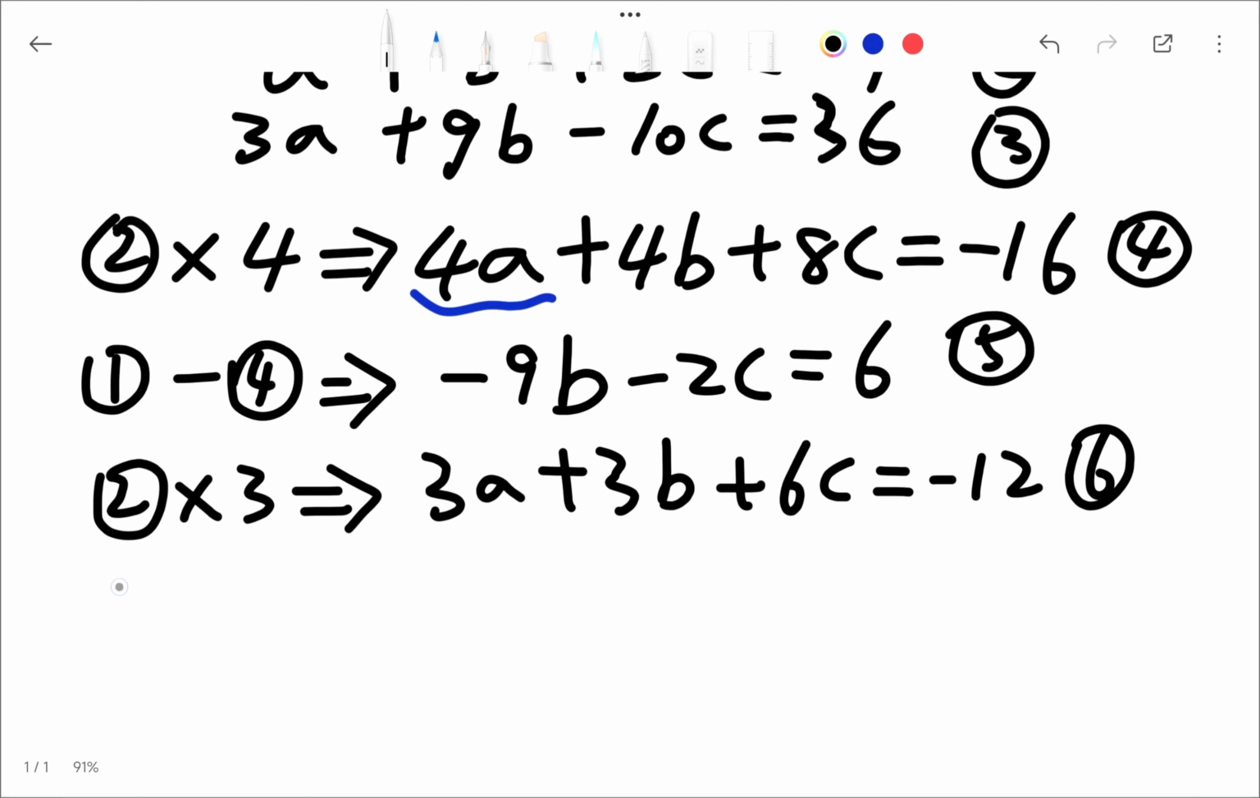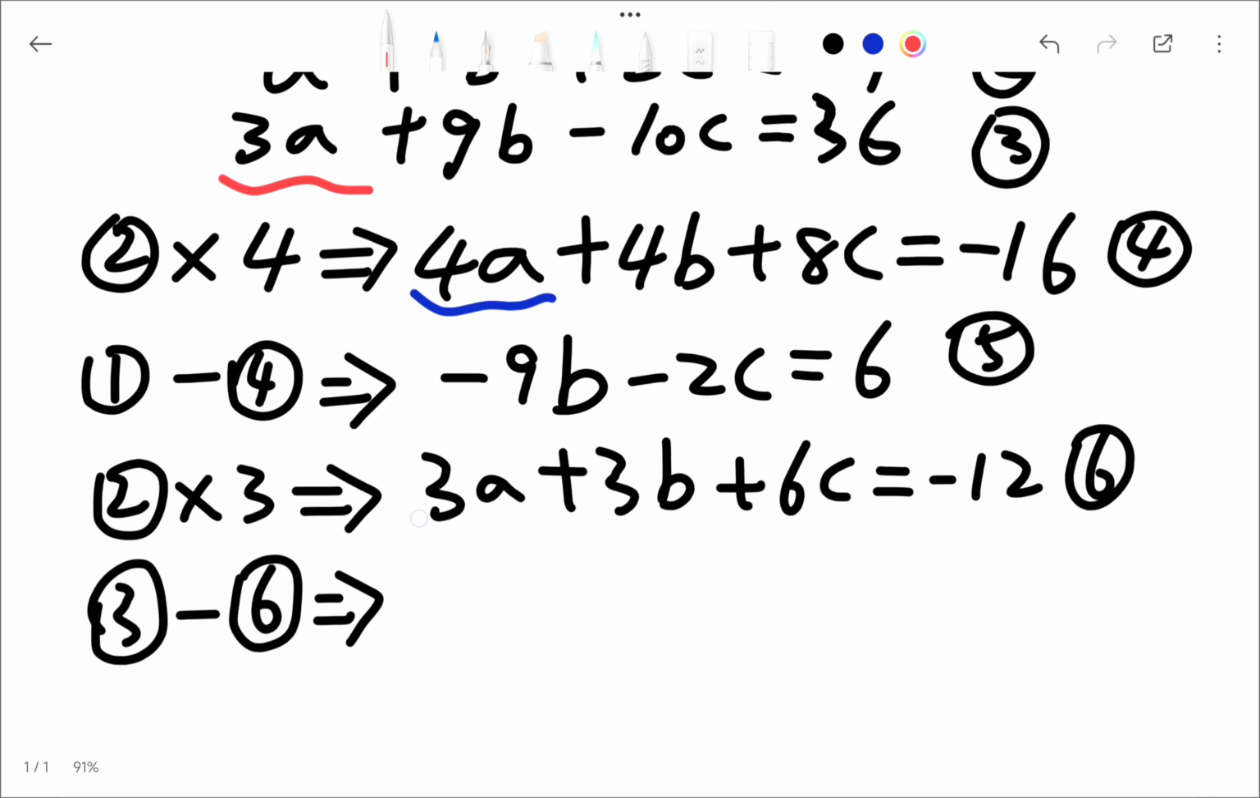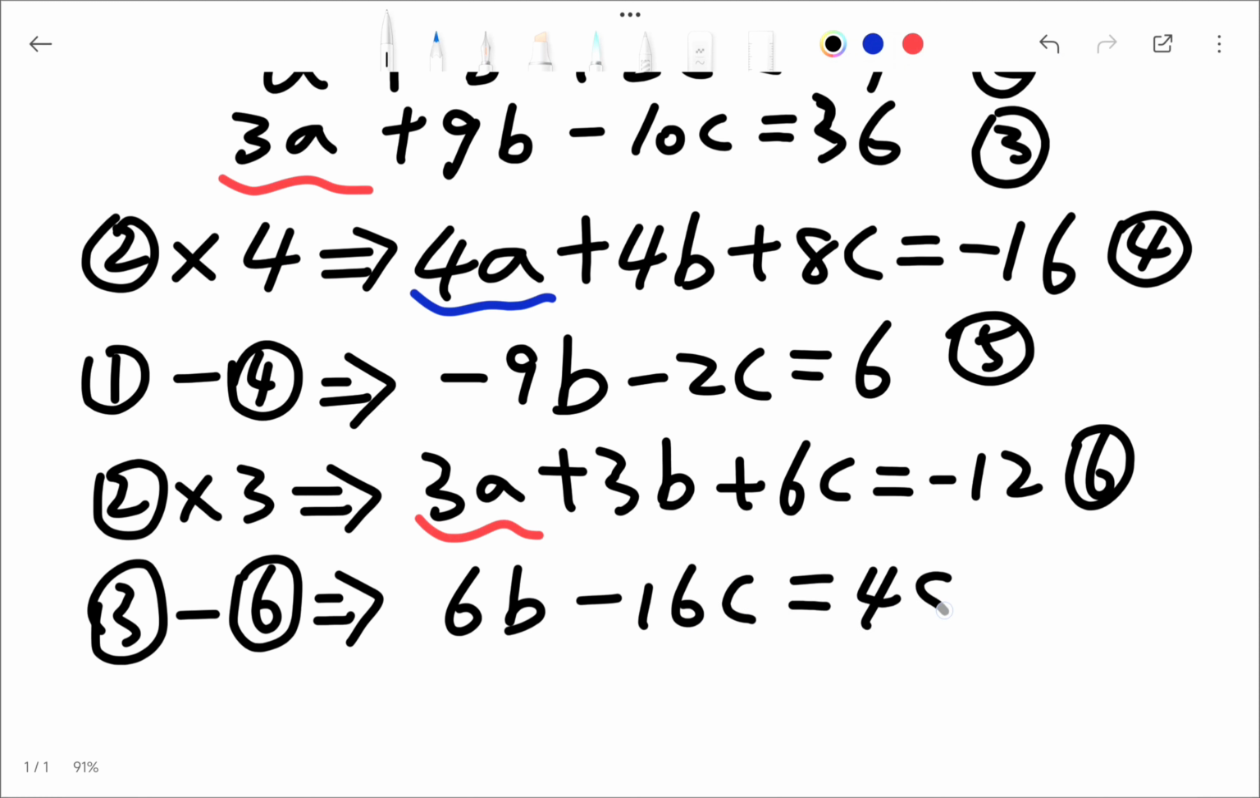Then you can use 3 minus 6. So 3a, 3a, cancel each other out. And we have 6b, take away 16c, equals 48. Let's call that equation number 7.